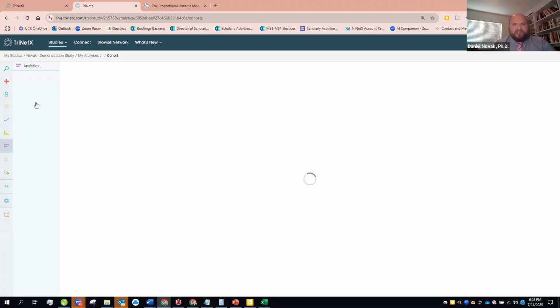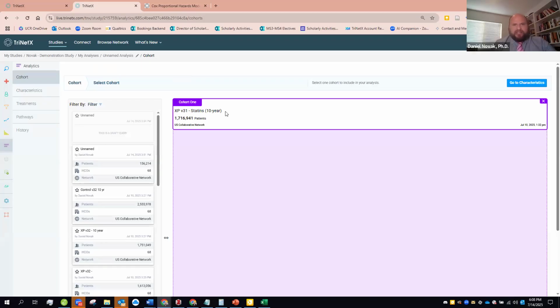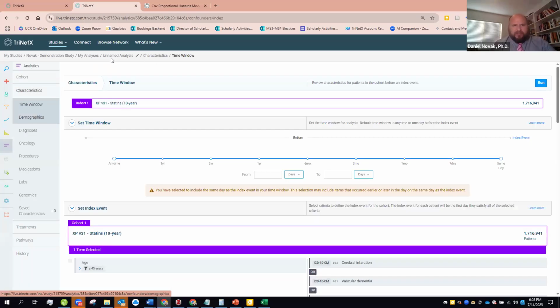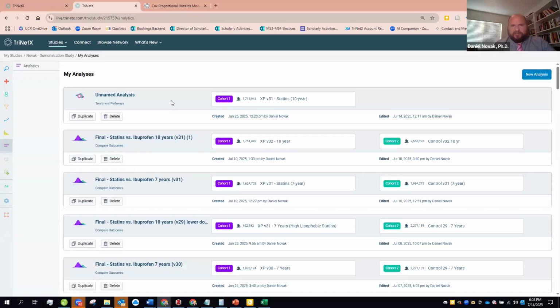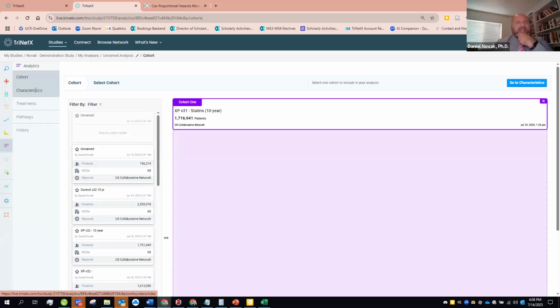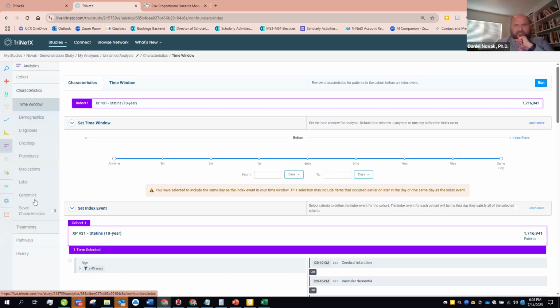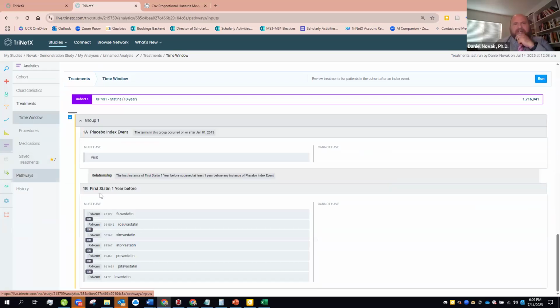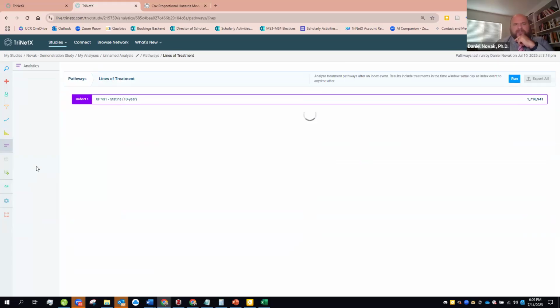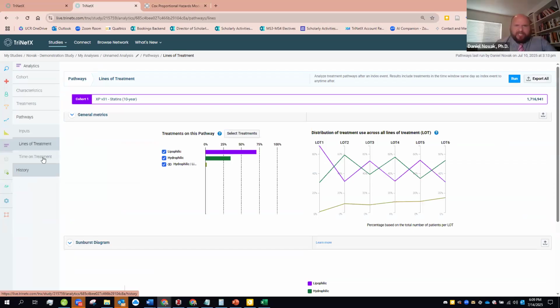Okay, so what you'll find when you're looking at this is my statins cohort with a 10-year look back, to include people as far back as 2015. Again, you can look at your characteristics as well if you want to save any particular characteristics to include in your study. And again, as I pointed out, you can include specific treatments. I'm actually going to skip the lines of treatment today in the interest of time. But you can see this tells you what percentage of people started on a treatment and how many of them switched treatments over time.